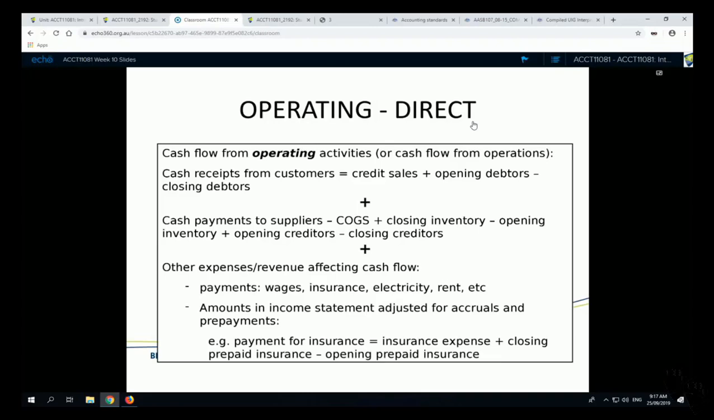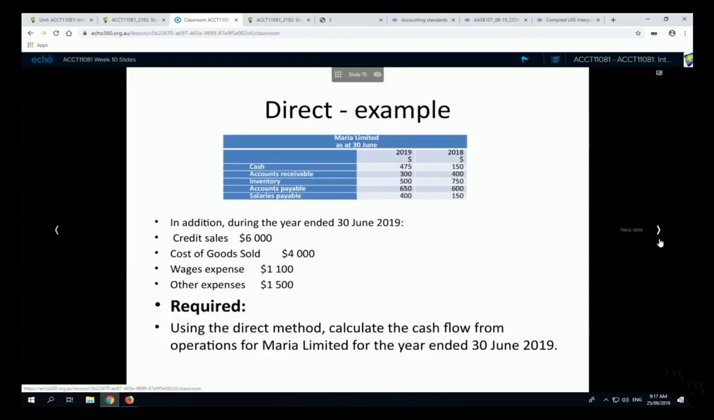I've tried to make this a very streamlined example so that it's fairly painless to go through. But what I will do is explain the logic first of what I'm doing, and then I will switch to the document camera and use my pen and paper to show you manually how I'm calculating it. Because in my Echo 360 slides, I can't figure out how to get the little pen thing happening like you can in a normal PowerPoint presentation.